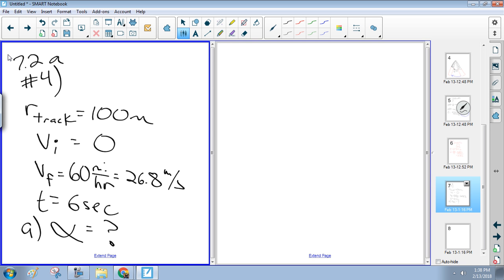Okay, so step 1, meters, radians, and seconds. Check. Step 2, write out givens. I kind of did that as I did step 1. Step 3, decide angular or linear.